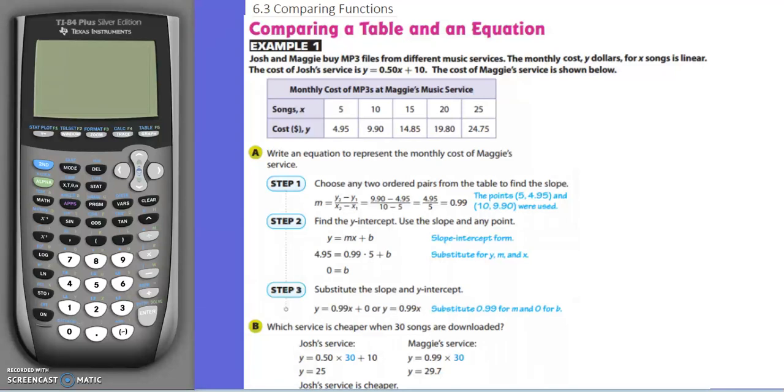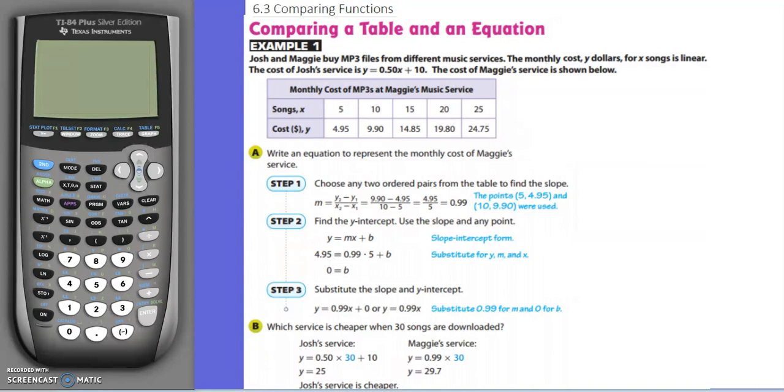Alright, comparing functions. Josh and Maggie buy MP3 files from different music services. The monthly cost, y dollars for x songs, is linear. The cost of Josh's service is y equals 5/10 x plus 10. The cost of Maggie's service is shown below. Write an equation to represent the monthly cost of Maggie's service.